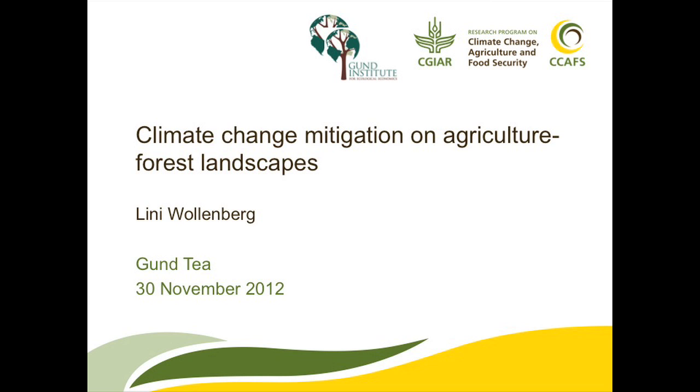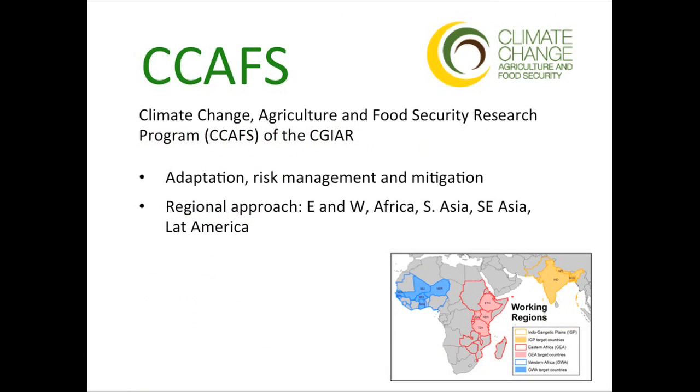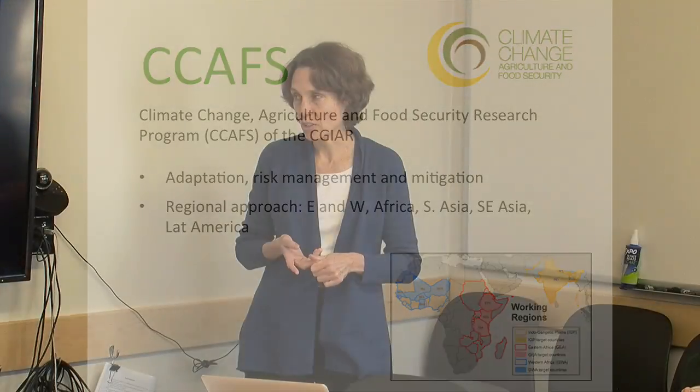I wanted to talk about this notion of climate change mitigation, but applying it specifically to agriculture and forestry landscapes. I thought I'd say a few words first about what CCAFS is. It's the Climate Change, Agriculture and Food Security Research Program of a very large research consortium around the world, consisting of 15 different centers, and it has three main components: looking at adaptation to climate change, the risk management associated with extreme events of climate change, and climate change mitigation itself.